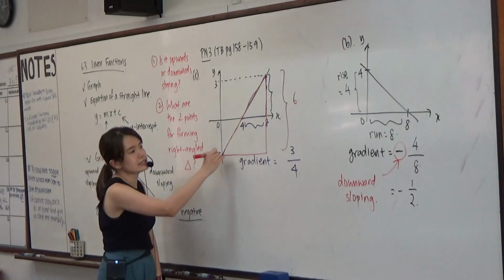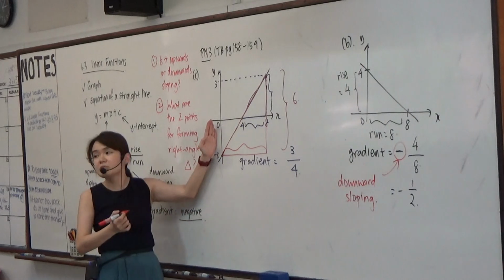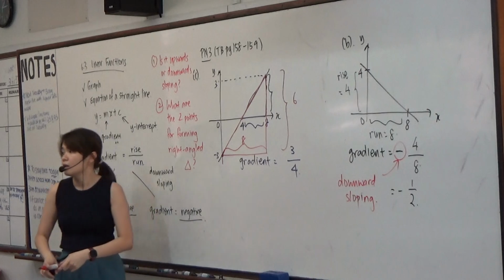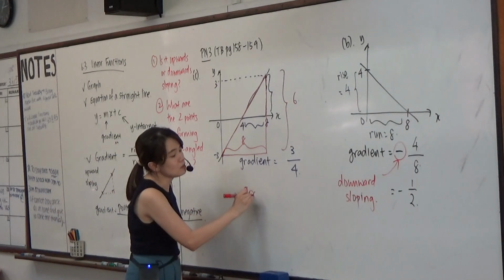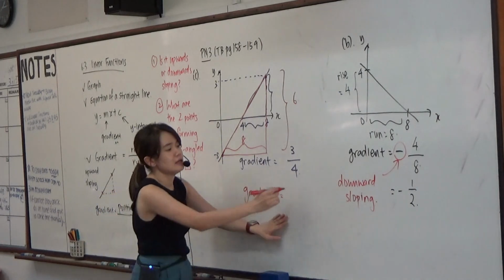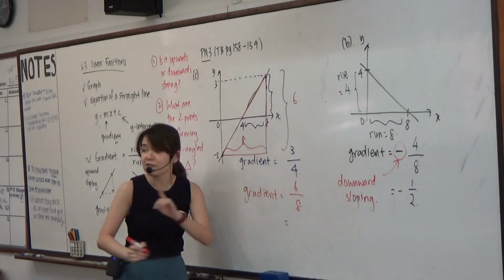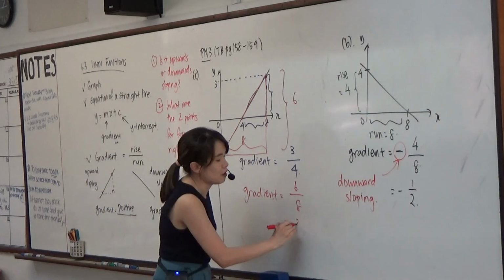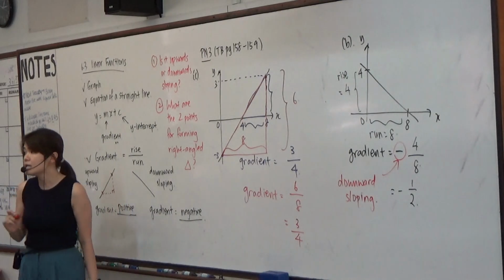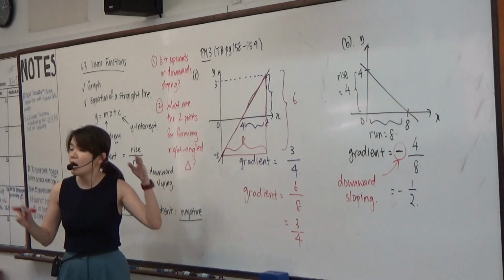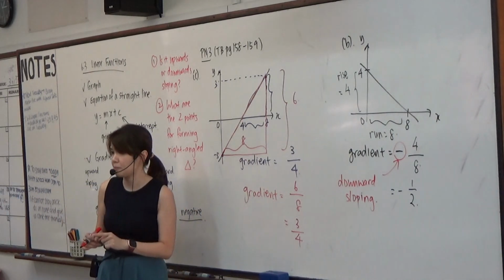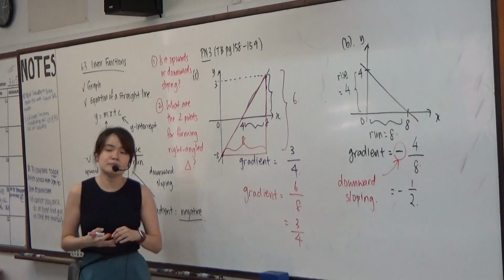And then for the run itself, we are counting from 0 all the way to 8. So there are 8 units. Okay, so another way for us to find the gradient is that upward sloping, positive 6/8, which simplifies also to 3/4. So what we demonstrate over here is that regardless of the points that you decide, once we simplify, our fraction will be the same. You understand? Okay?